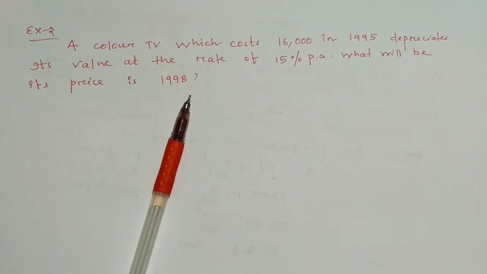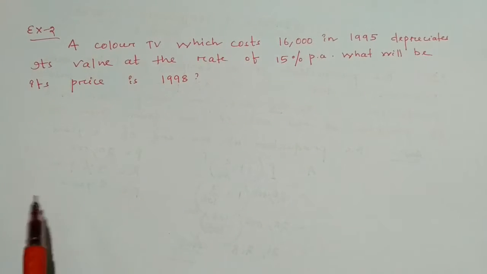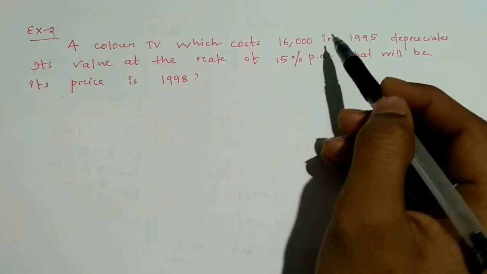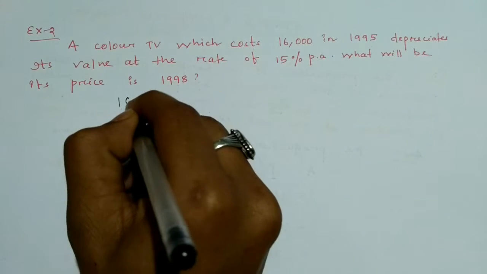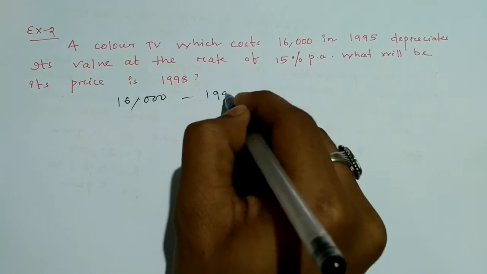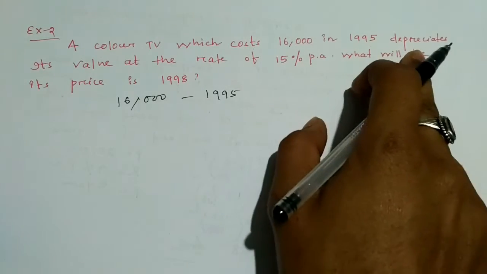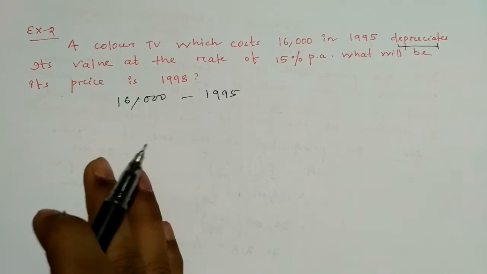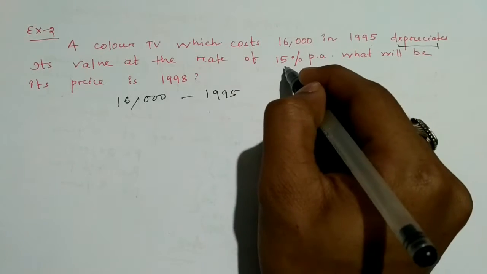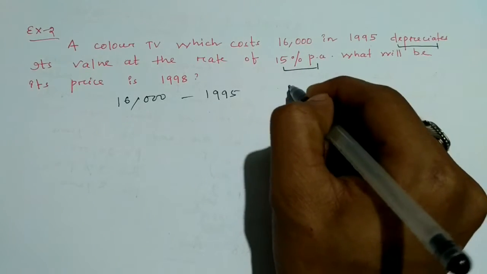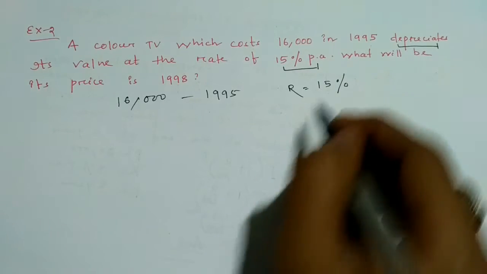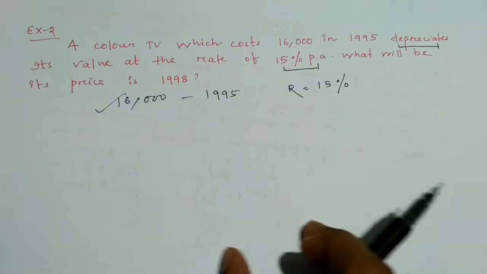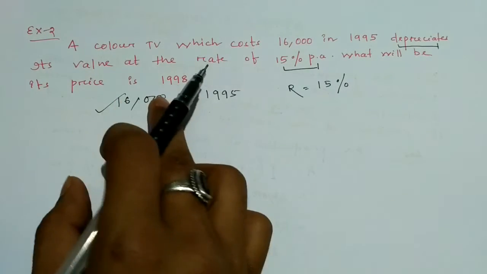So friends, here is your example number 2. It says a color TV which cost 16,000 rupees in 1995 depreciates. Depreciates means it is decreasing each and every year at the rate of 15%. That is, each year the price of 16,000 is decreasing by 15%. So what will be its price in 1998?